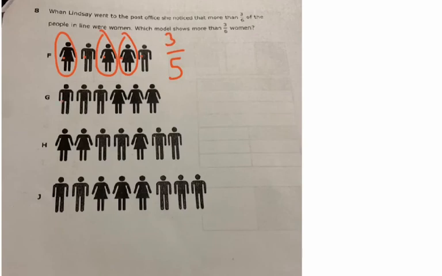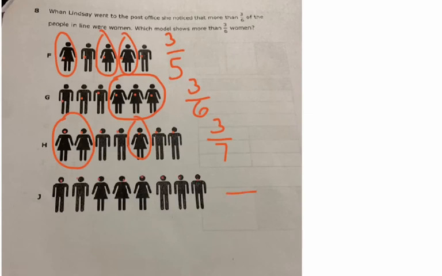Count the people. 1, 2, 3, 4, 5, 6. How many of those are women? These 3. Go to H. 1, 2, 3, 4, 5, 6, 7. How many of those are women? 1, 2, 3. And J. 1, 2, 3, 4, 5, 6, 7, 8. How many of those are women? 1, 2, 3. Okay? So I need to compare each one of those to 3/6.